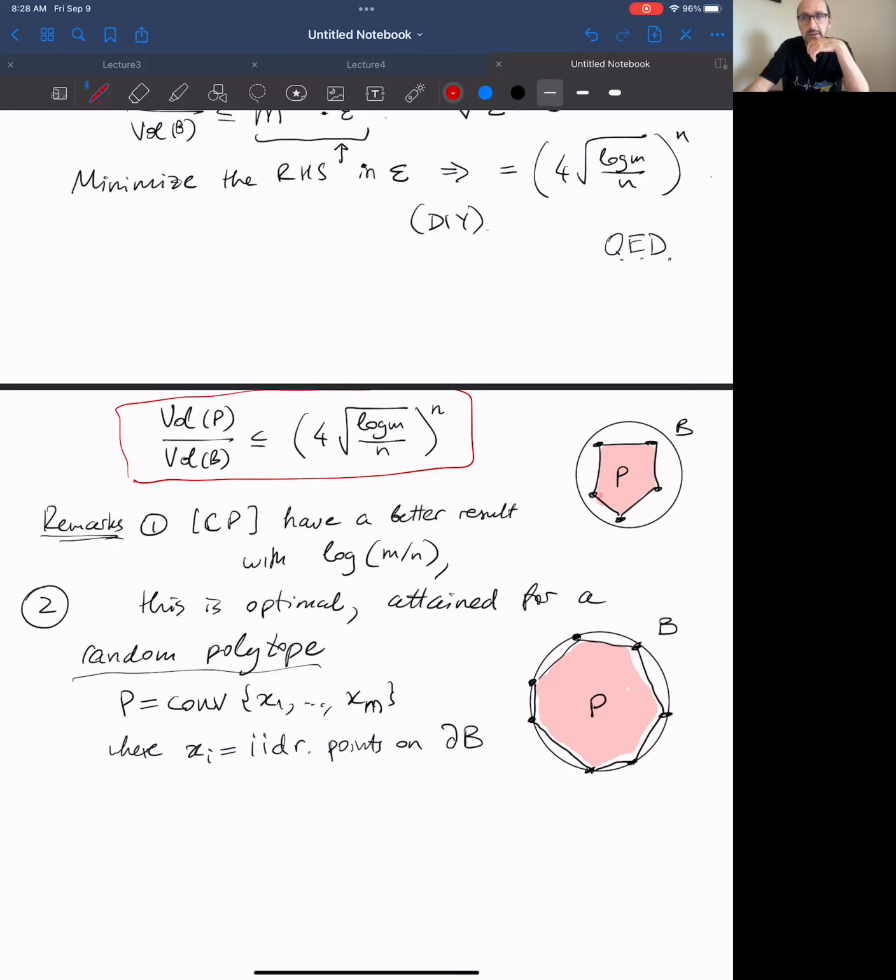What Carl and Pajor did was a complicated way. It was totally different, absolutely a different result. It was based on functional analysis. I linked a paper to the lecture notes, and it's a complicated argument using functional analysis and deep results. So I'll be very interested to see if there is a simple way, based on approximate Caratheodory theory, to attain the optimal one.